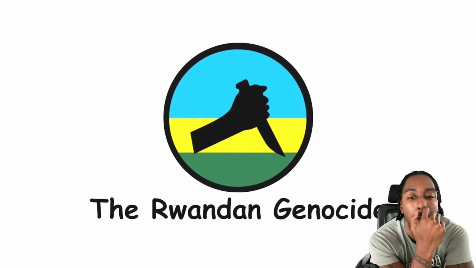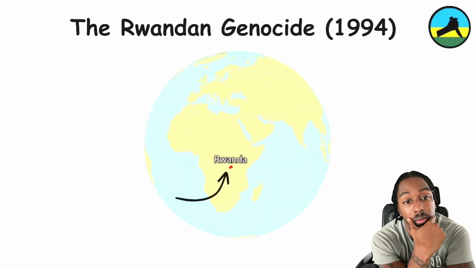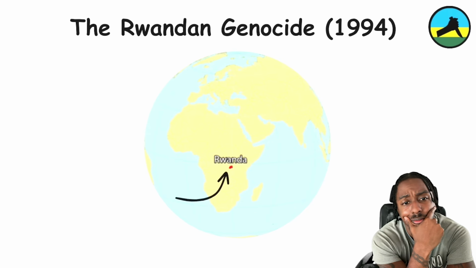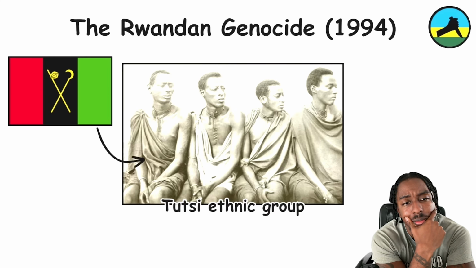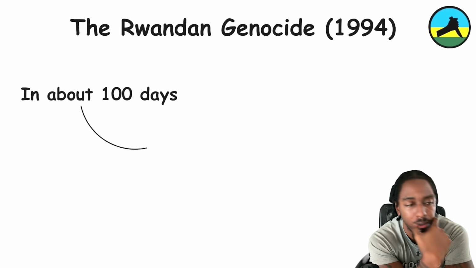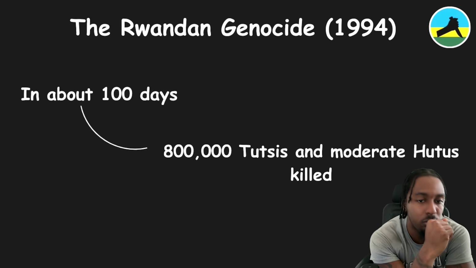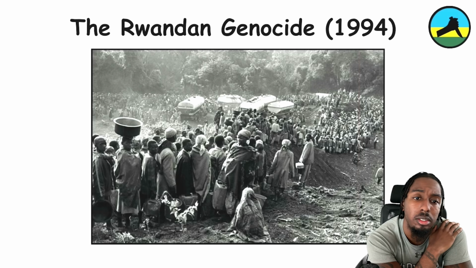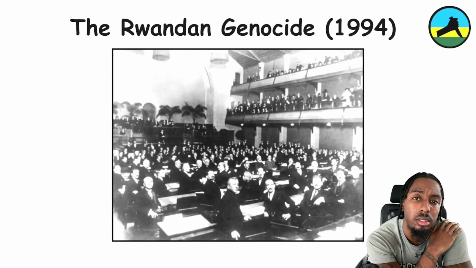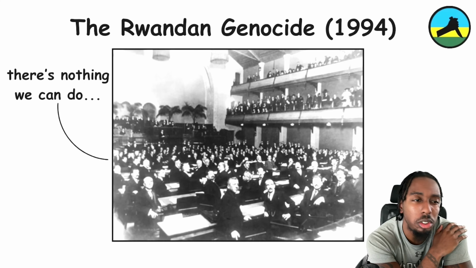The Rwandan Genocide. This was a tragic event that occurred in Rwanda, a small country in Central Africa. It was a targeted campaign of violence against the Tutsi ethnic group by members of the Hutu majority government and extremist militias. Over approximately 100 days, an estimated 800,000 Tutsis and moderate Hutus were brutally killed, often with machetes and other crude weapons. The international community largely failed to intervene to stop the genocide, despite clear warnings for assistance.